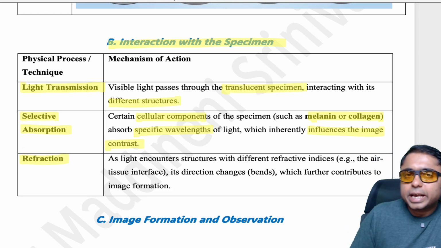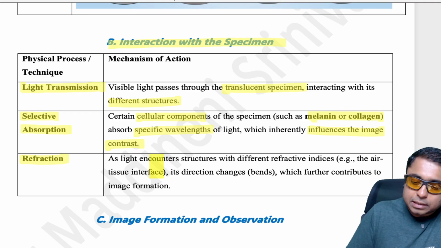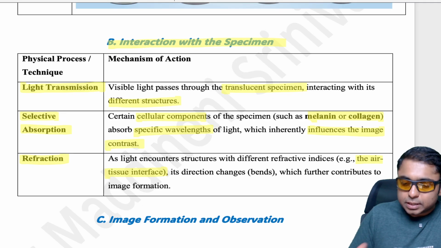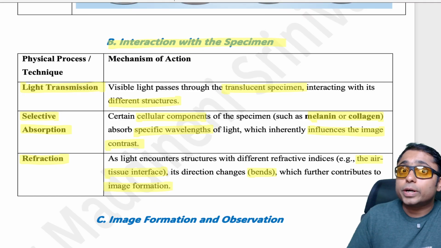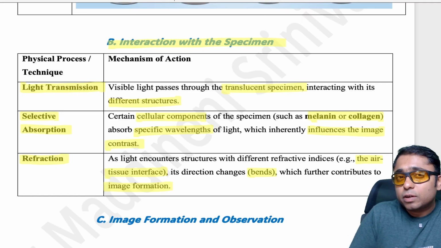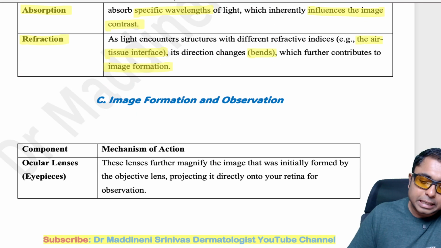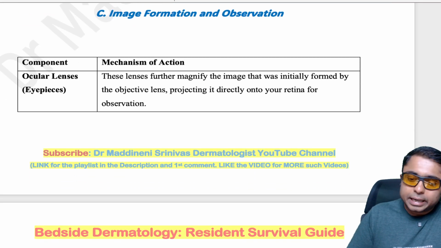Also we can make use of refraction. As light encounters different structures with different refractive indices, that is, the air-tissue interface, it creates bending of the light rays, because of which image formation happens. So the refractive index is also very important, because of refraction we see the different structures in different ways.